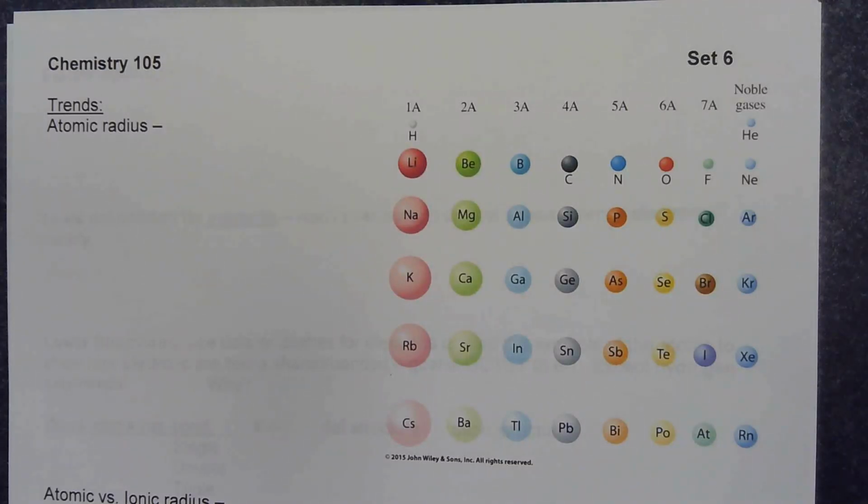Personally, I guess the reason they call it atomic radius is because radius is easier to say than diameter. But atomic radius really means atomic diameter. So if we were imagining these elements, these atoms, as being balls, if you can imagine it that way.